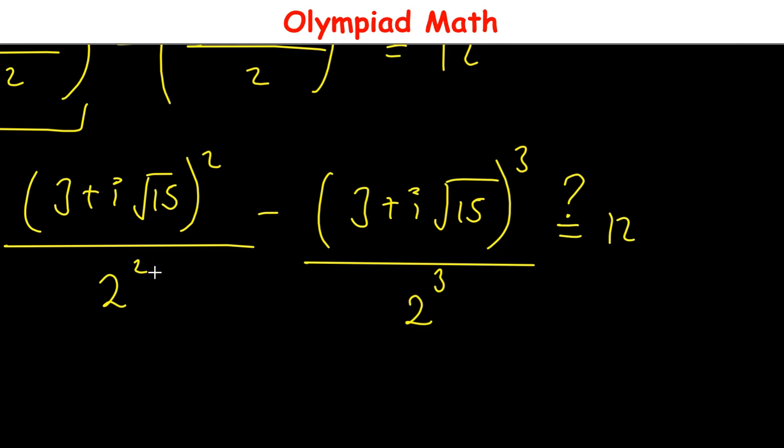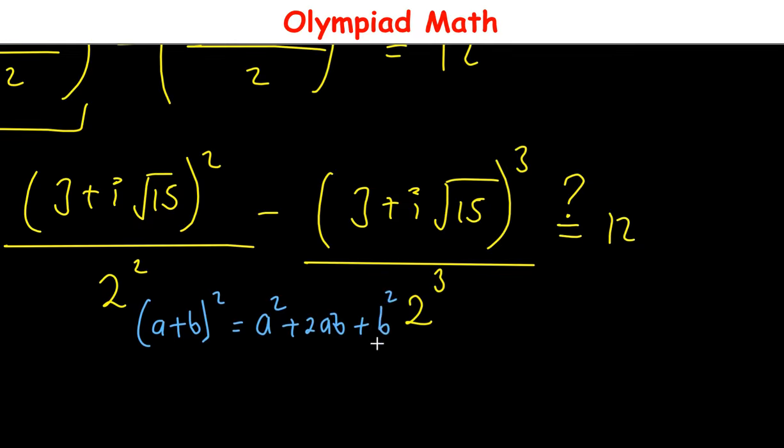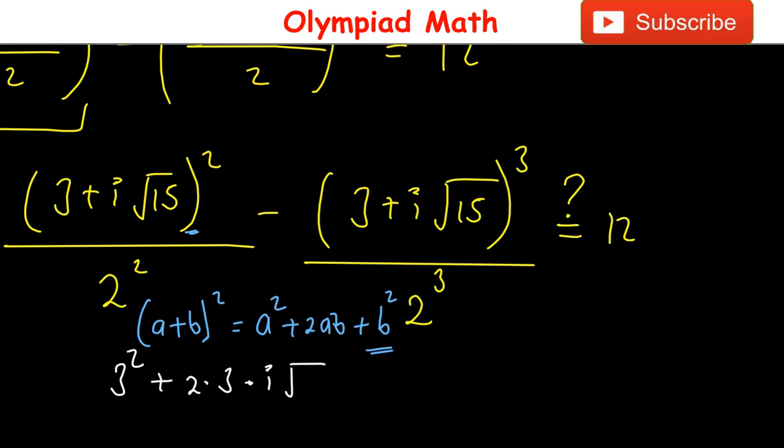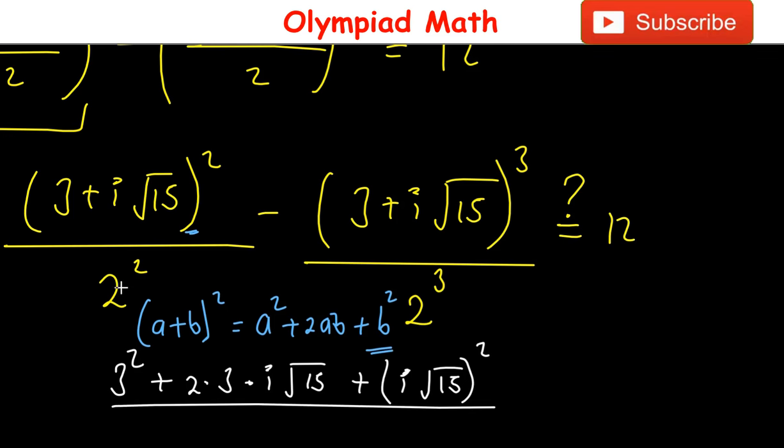Next, following this rule, that if you have in bracket a plus b all raised to power 2, this is equal to a squared plus 2ab plus b squared. Applying this rule right here, this then becomes, we have 3 squared plus 2 times 3, then times i square root of 15, then plus in bracket i times square root of 15 all raised to power 2 divided by 2 squared is 4, then minus.